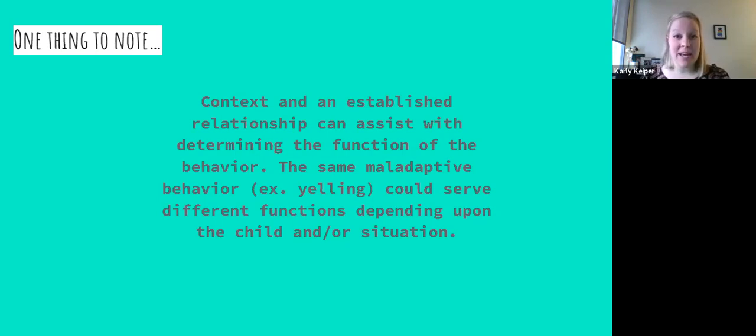But another child may have learned, maybe in a different environment, maybe at school, that if they yell, they get removed from the room. So that's a really great escape function, right? A really great escape maladaptive behavior. Because I know every time I scream, like thinking about like in church, you know, every time I scream, I get out of the church sanctuary because my parents don't want me to disrupt the church service. So the same maladaptive behavior, yelling, is serving 2 different functions for 2 different children or in different environments, different situations. So it's great to know your child, have that context, and have that established relationship.